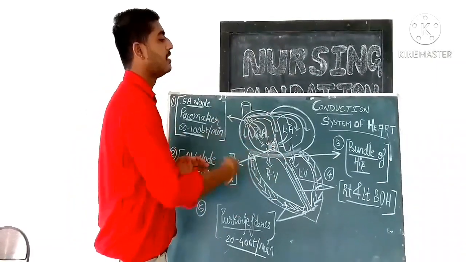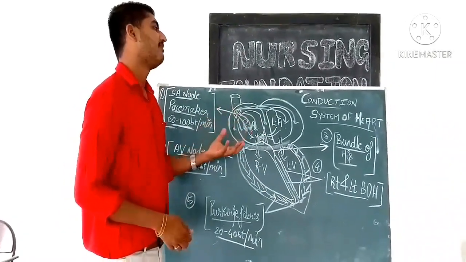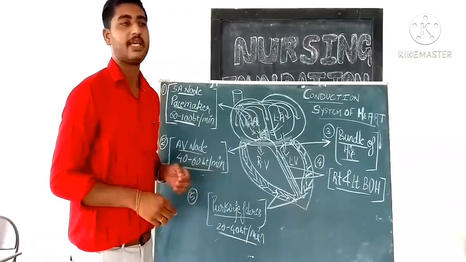So this is all about the 5 components which support the conduction system of the heart.